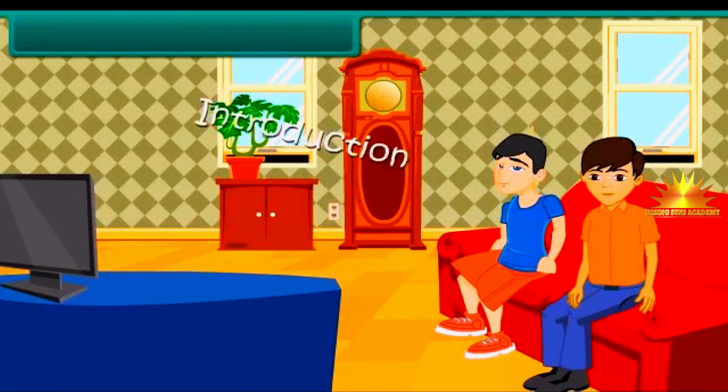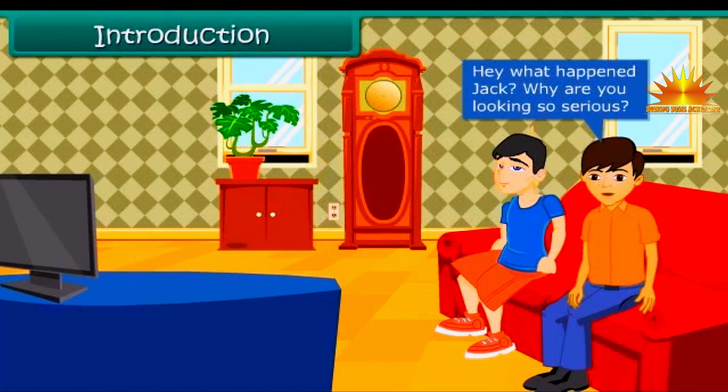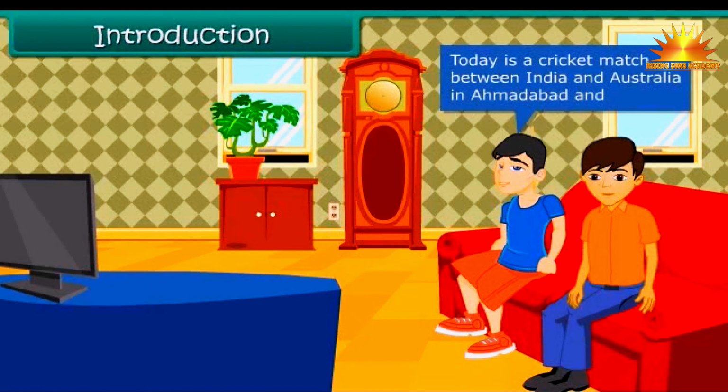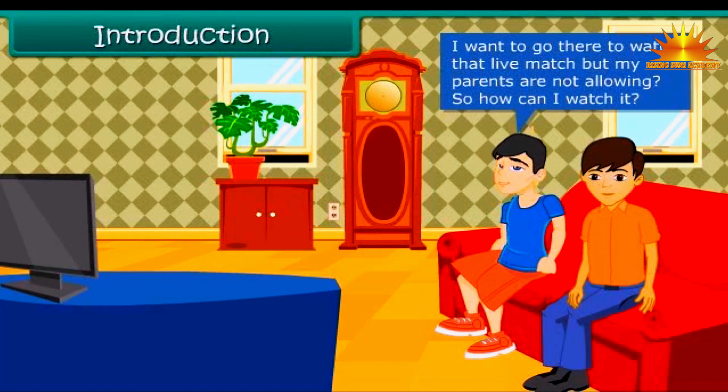Introduction. Hey, what happened, Jack? Why are you looking so serious? Today is a cricket match between India and Australia in Ahmedabad, and I want to go there to watch that live match, but my parents are not allowing. So how can I watch it?